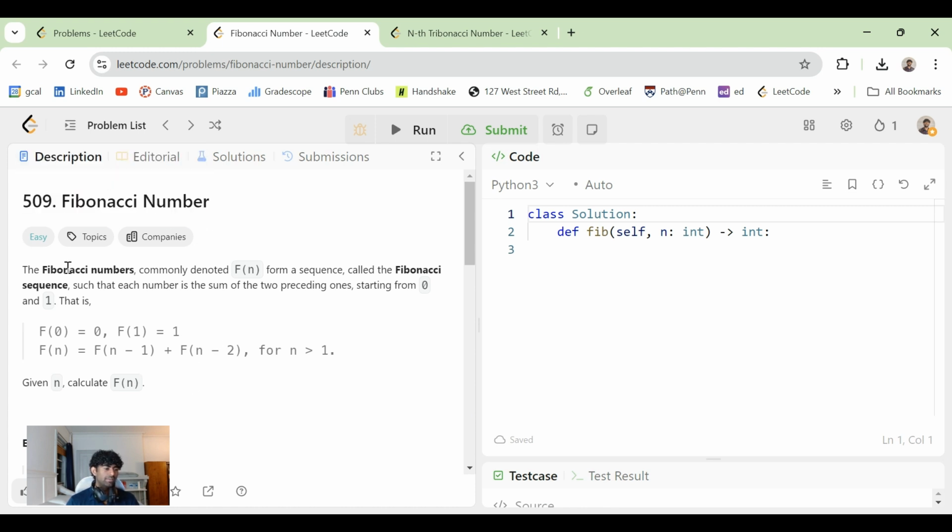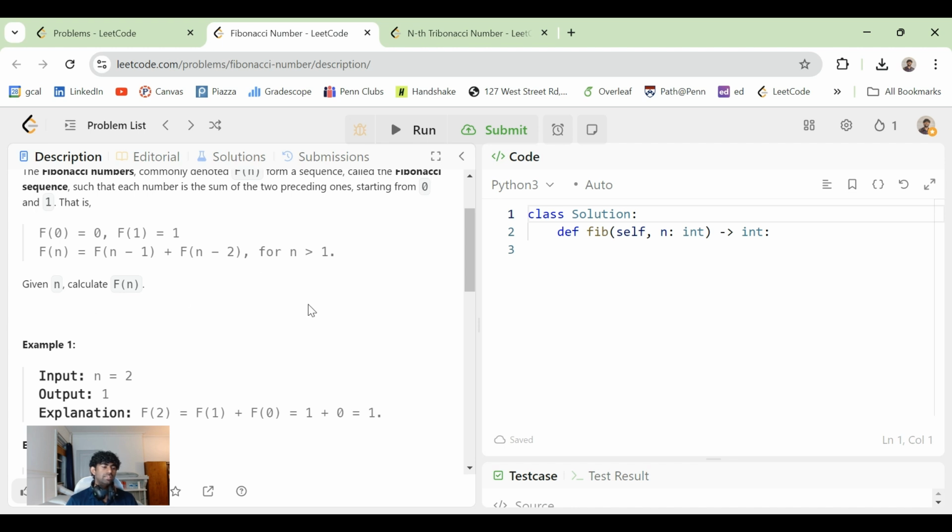Fibonacci number. The Fibonacci number is commonly denoted f of n, and forms a sequence called the Fibonacci sequence, such that each number is the sum of the two preceding ones, starting from 0 and 1. That is, f of 0 is 0, and f of 1 is 1. And f of n is just f of n minus 1 plus f of n minus 2 for n greater than 1. Given n, calculate f of n.